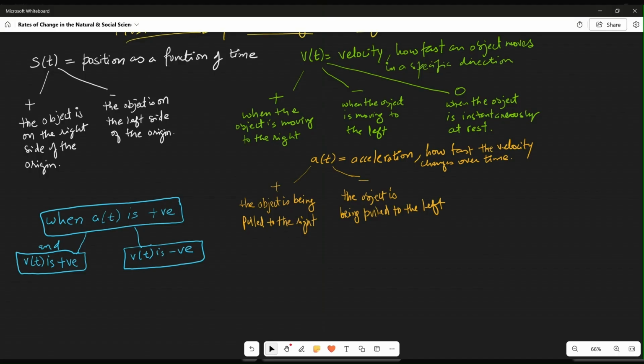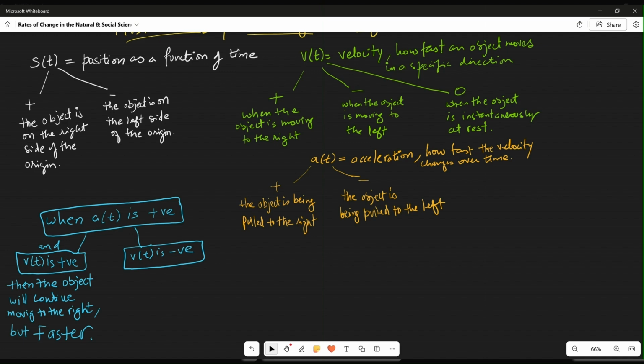When acceleration is positive and velocity is also positive, then the object, can you guys tell me? Then the object will continue moving to the right, but can you tell me now what I'm gonna write next? But faster.